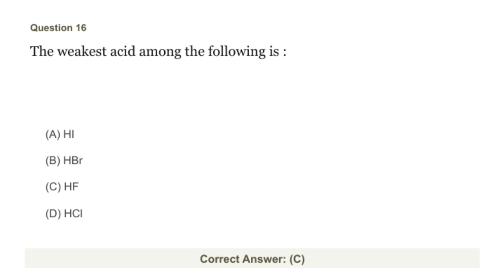The other acids like HI, HBr, and HCl have weaker bonds and tend to ionize more readily, making them stronger acids in comparison. Understanding these nuances helps us grasp the overall theme of acid strength and how molecular structure influences acidity.